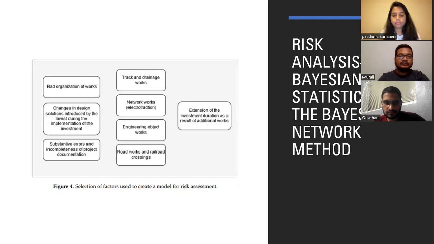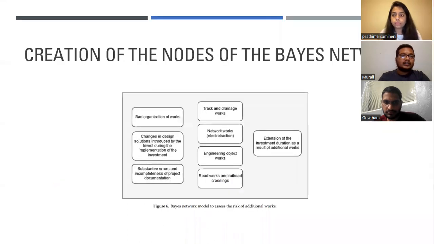performing calculations. And next, we are going to look into creation of nodes of the Bayes network. The assessment model has 9 nodes, each of which is assigned a unique label corresponding to the characteristics of the given node. Selected risk factors, the probability of additional works, types of additional works, and consequences of this phenomenon were used to create the nodes of the Bayes network. In the model's operation, the events at the later stage are described as part of the consequences of their occurrence.